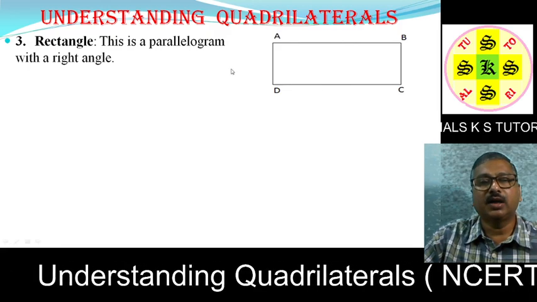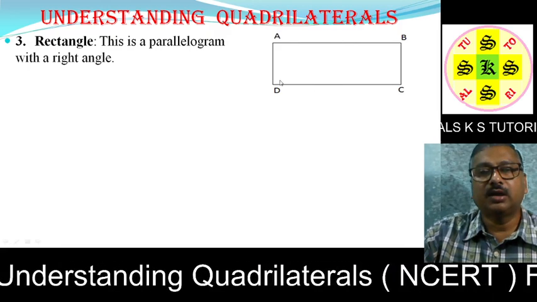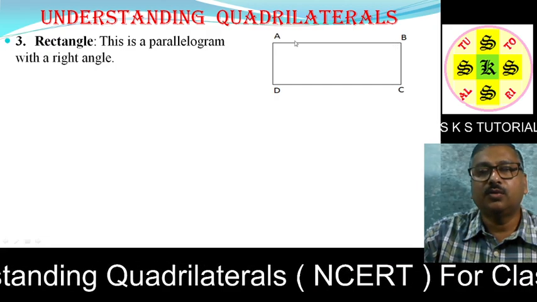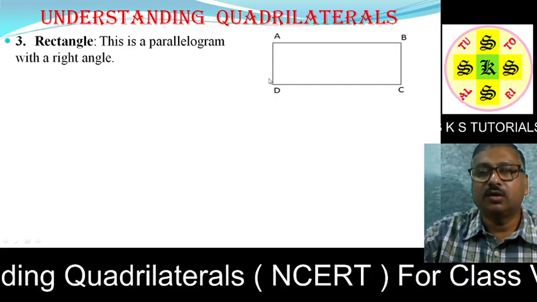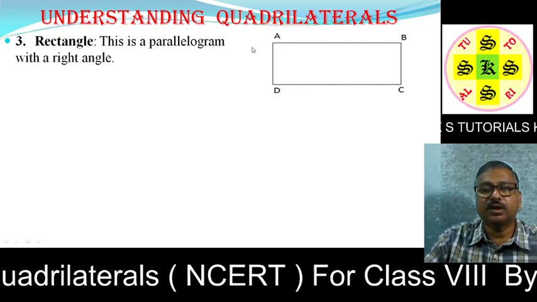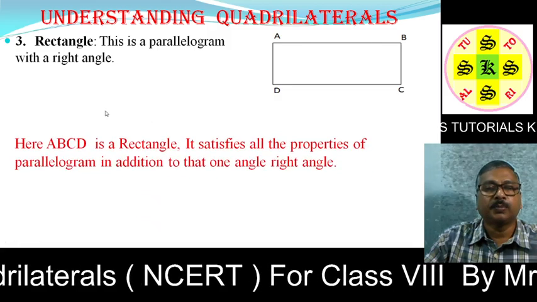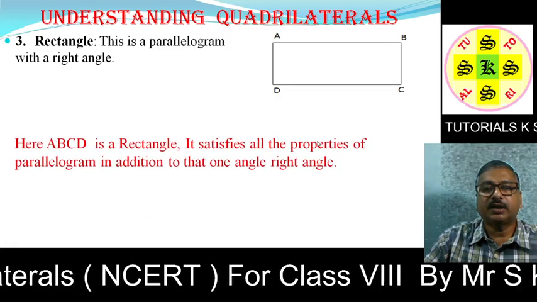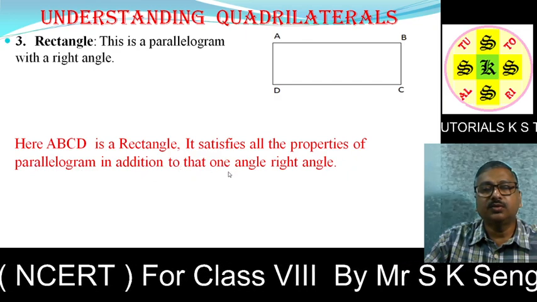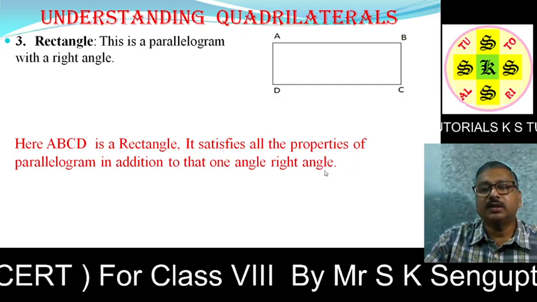Now if one angle is 90 degrees, definitely if angle D is 90 degrees, automatically B is 90 degrees. Why? Opposite angles are equal. Also, if D is 90 degrees, D plus C is 180, so C is also 90 degrees. All angles are 90 degrees. So now ABCD is a rectangle. It satisfies all the properties of a parallelogram in addition to one angle being a right angle.